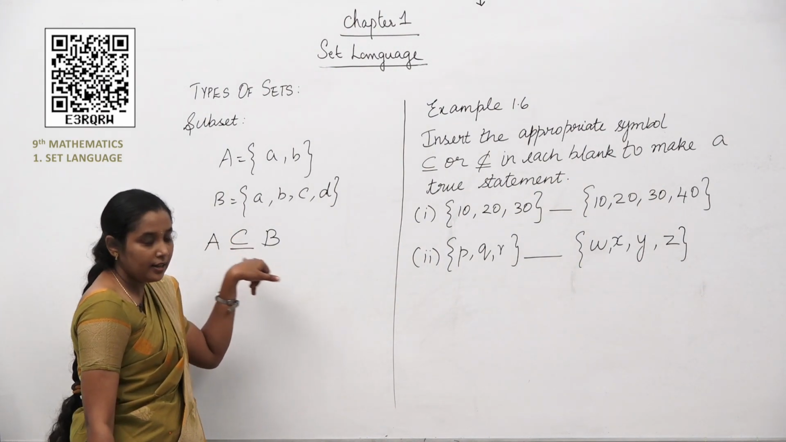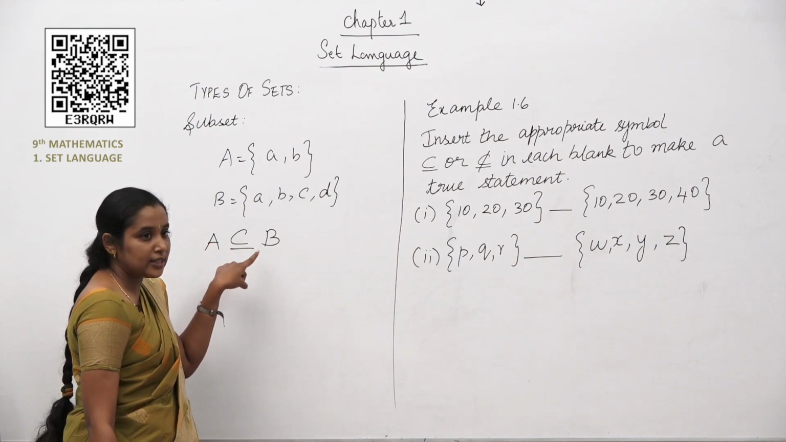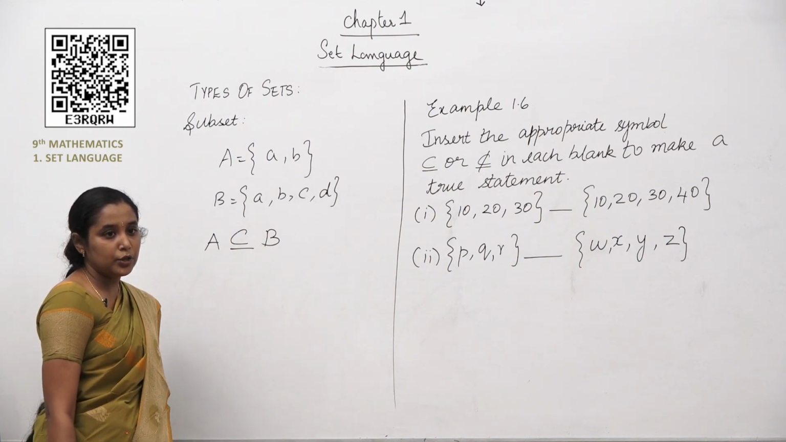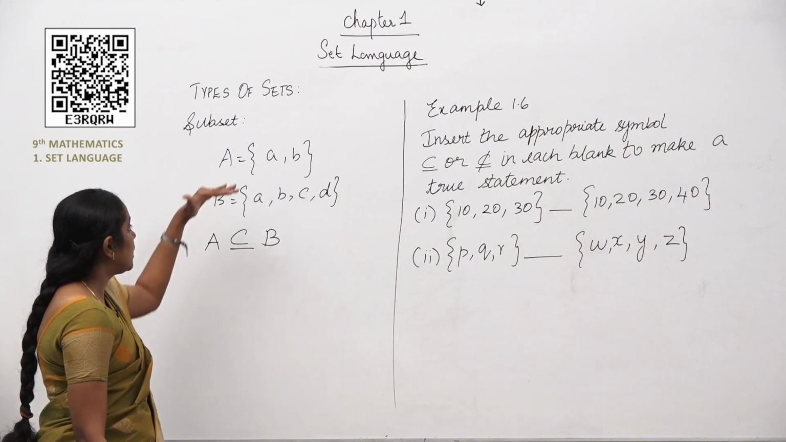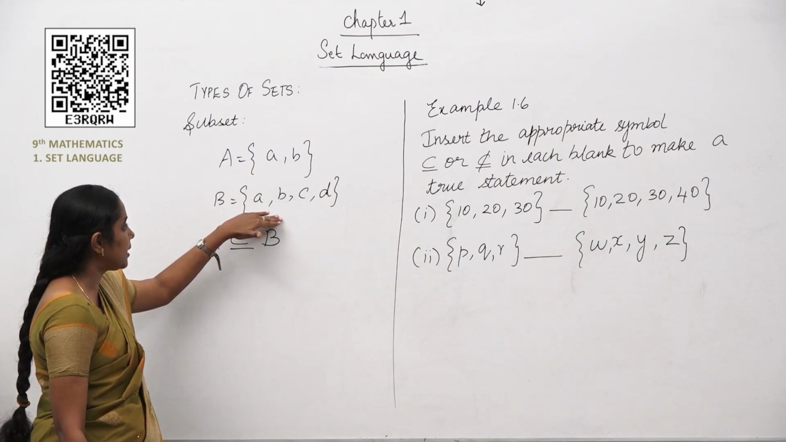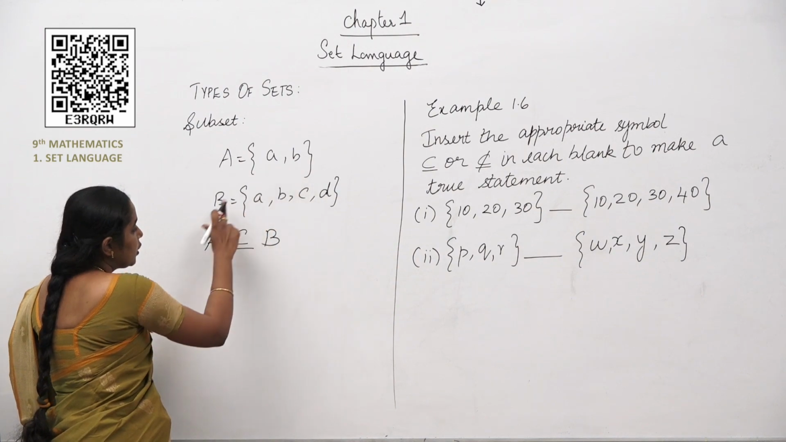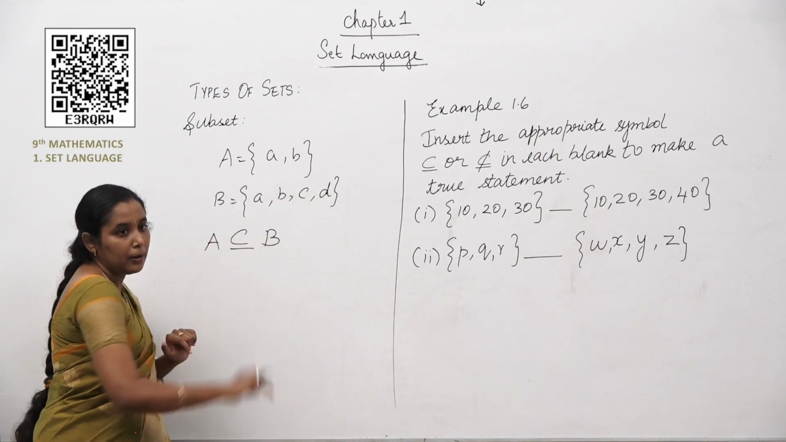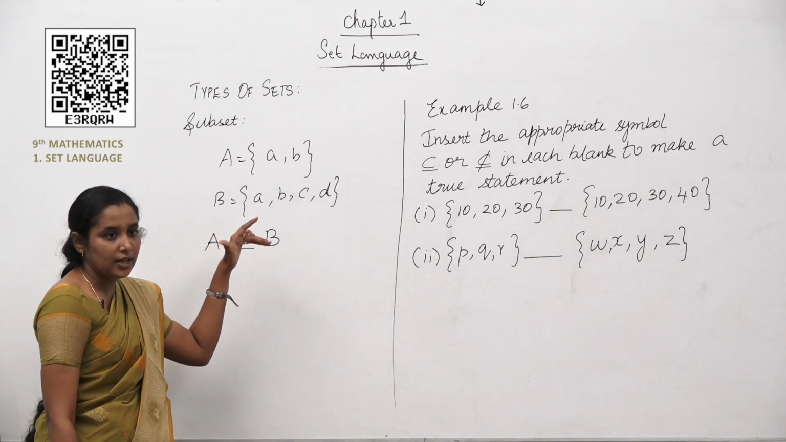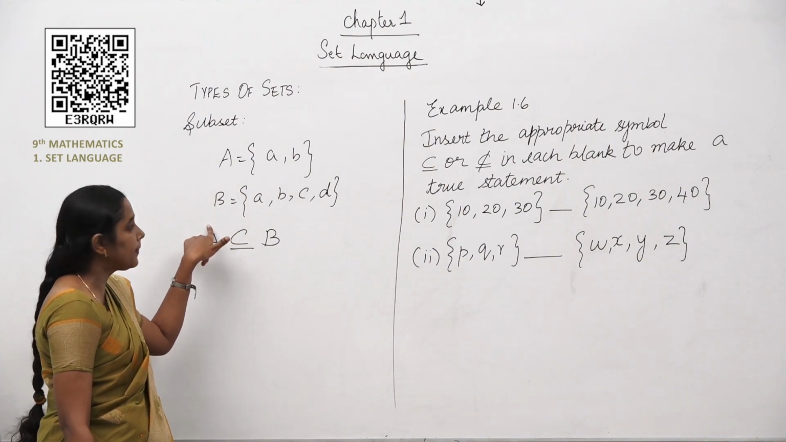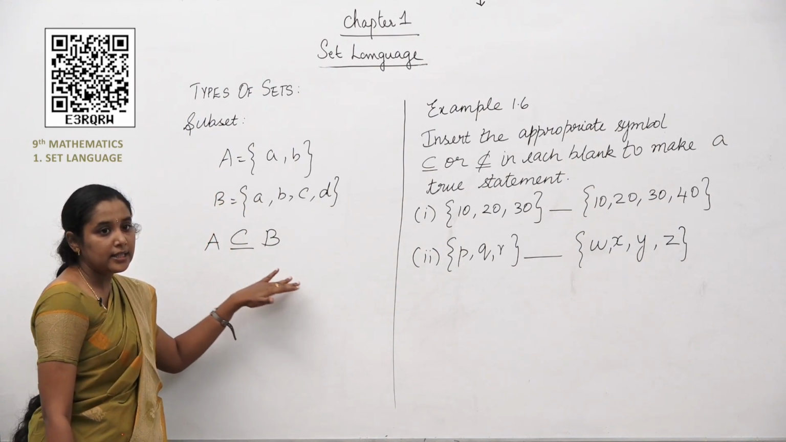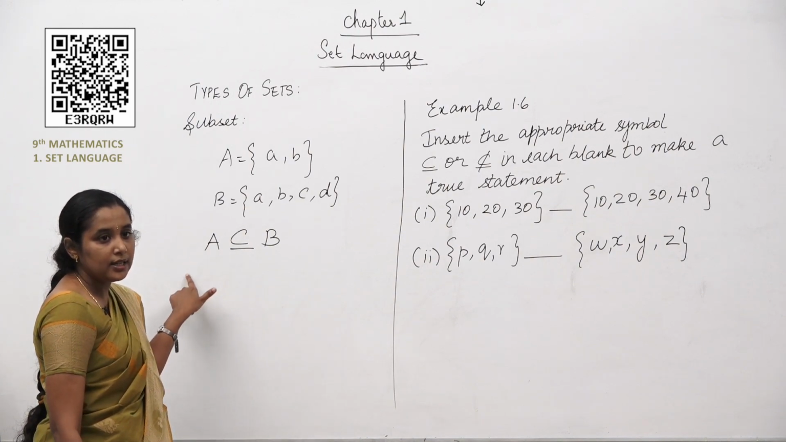The symbol is a C shape with one dash below it. A is contained in or equal to B. From this you can say every element of set A is in set B. That is, A is equal to {A, B}, and in B you also have the elements A and B. So this is the definition: if you take two sets A and B and every element of A is in set B, then A is a subset of B.